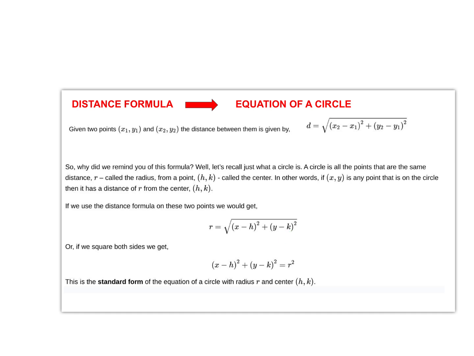And so if we look at this, then if we square both sides, we arrive at what we call the standard form of an equation of a circle. So our radius would be r, and the center of our circle would be the coordinates (h, k).